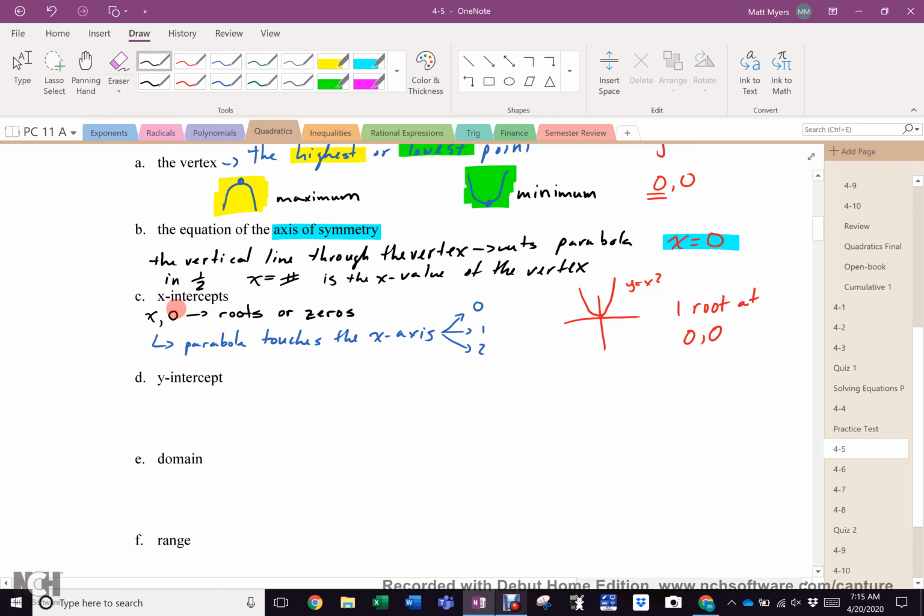Now, duh, we know what the x-intercept is. It's x, 0, so what's the y-intercept? 0, y. And that is when the parabola touches the y-axis, and that can only happen once. And in this case, it is y equals 0.